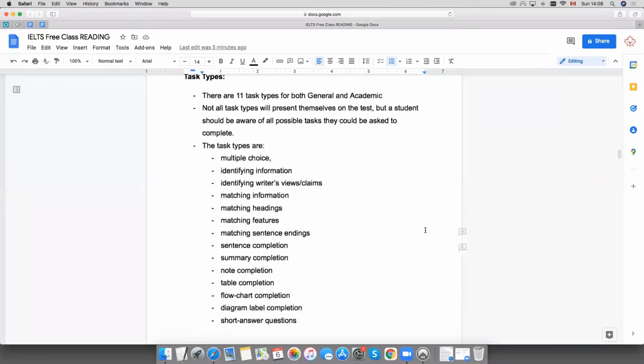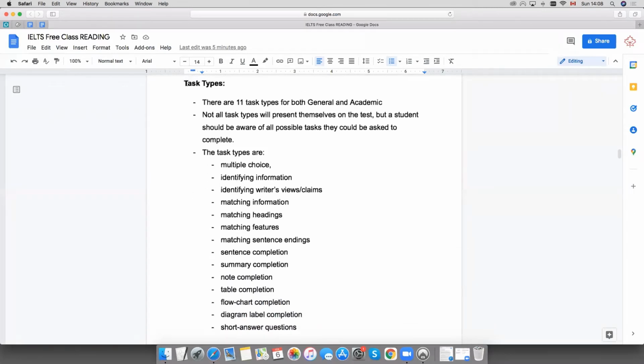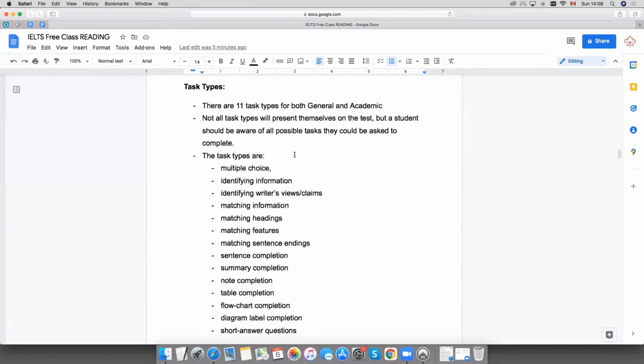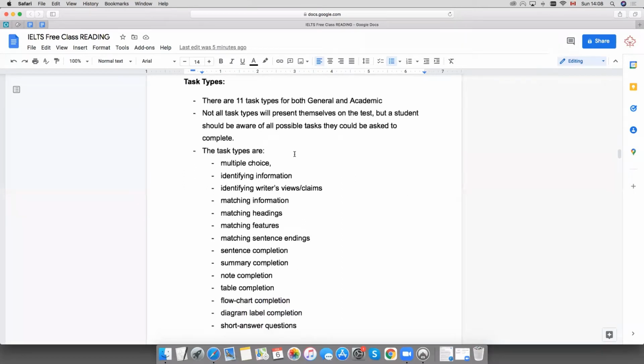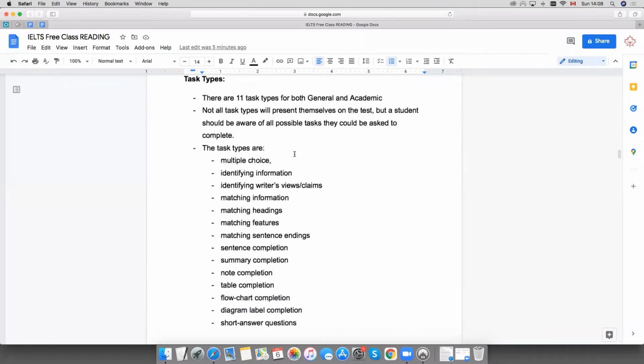Task types. This is what we call them. We call them tasks, but really they're questions. So there's different kinds of questions that you're going to need to be familiar with. Now, I have them listed here. We're not talking about all the different tasks today, but there are some things that we should pay attention to.